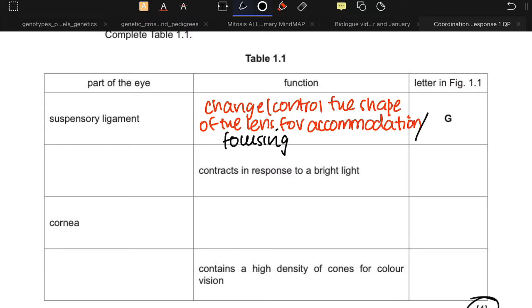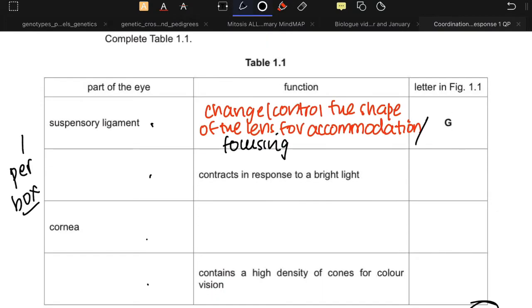This is 4 marks, right? So 1, 2, 3, 4. Basically 1 point per box, yeah. Alright, moving to the next thing.